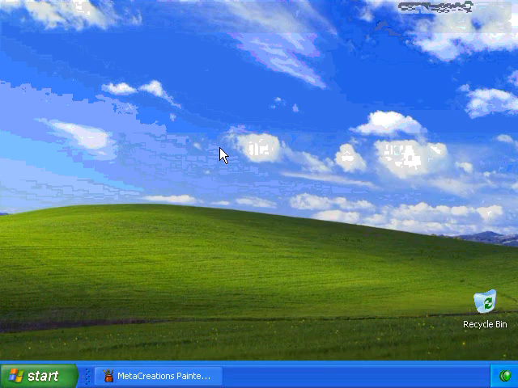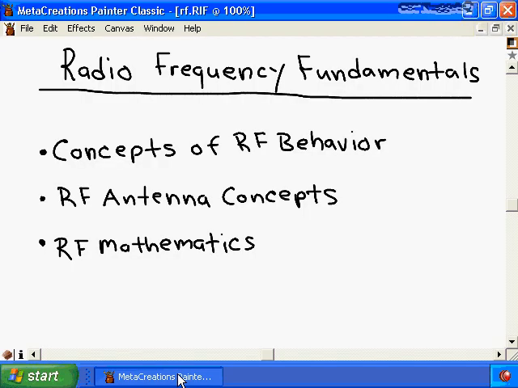Radio frequency fundamentals. In order to place wireless LAN equipment in their optimal locations and to troubleshoot wireless LAN connectivity issues, it's really important to know how a radio wave behaves when it propagates or moves away from an antenna. And that's exactly what we're going to learn about in this video.